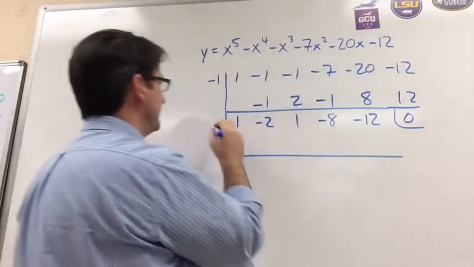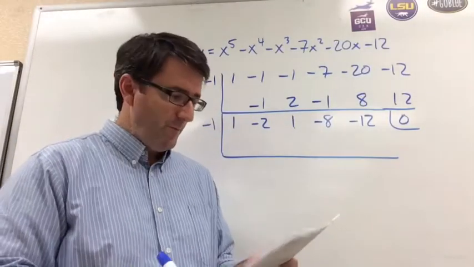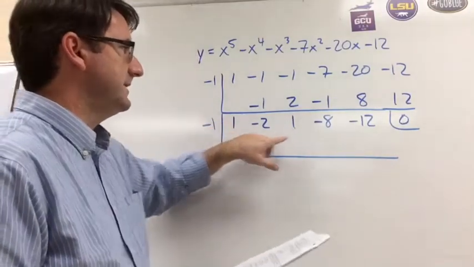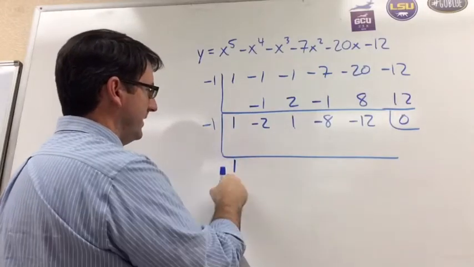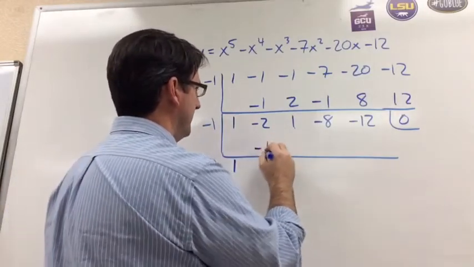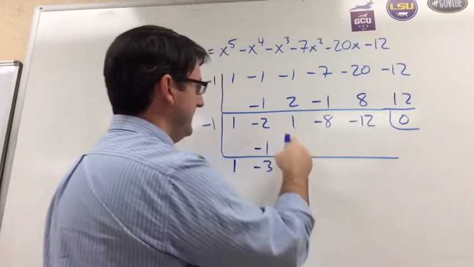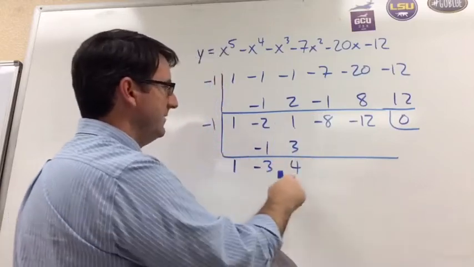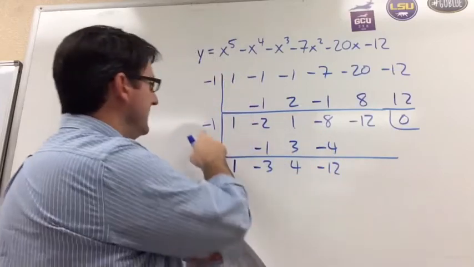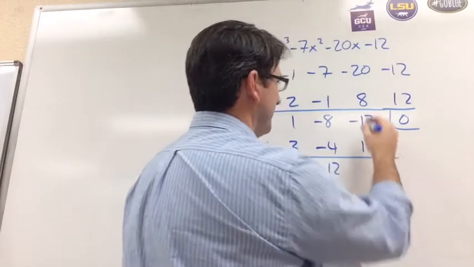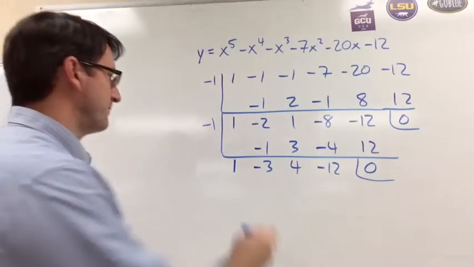Now let's divide this by our next zero, -1. All right, so to get our next zero, we're going to divide by x plus 1 again. Drop down this 1. -1 times 1 is -1. -2 plus -1 is -3. -1 times -3 is +3. 1 plus 3 is 4. -1 times 4 is -4. -8 plus -4 is -12. -1 times -12 is +12. -12 plus 12 is 0. And so we have a remainder of 0 again.